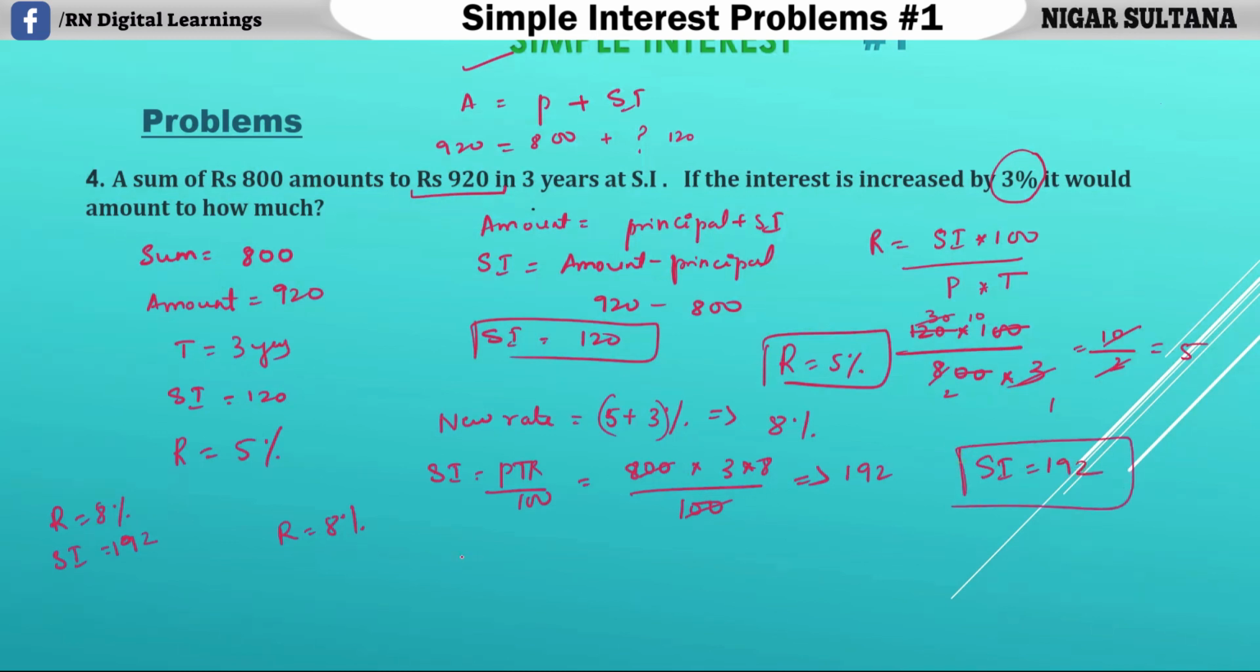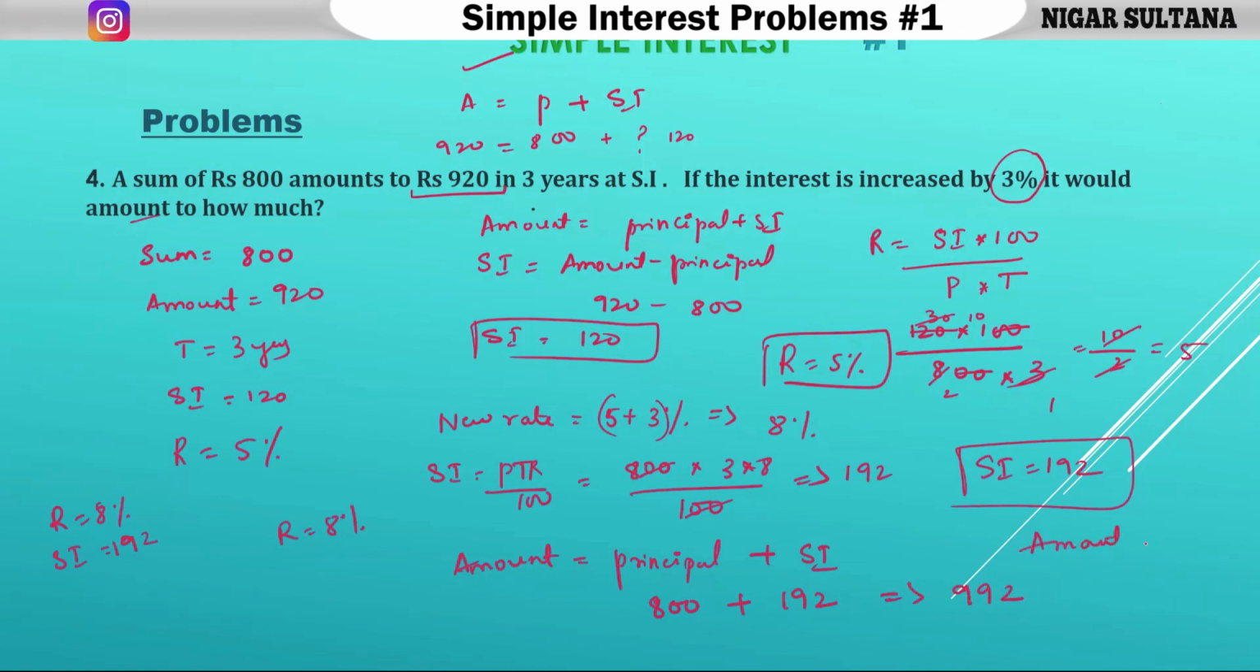Next, now they are asking us to find the amount. How will you calculate the amount? Amount is calculated as your principal or the sum along with the simple interest. What is the simple interest? So your principal amount is 800 plus simple interest is 192. What is the value? It is 992. So what is the new amount when the rate of interest is increased by 3%? It is 992. This much is the answer.